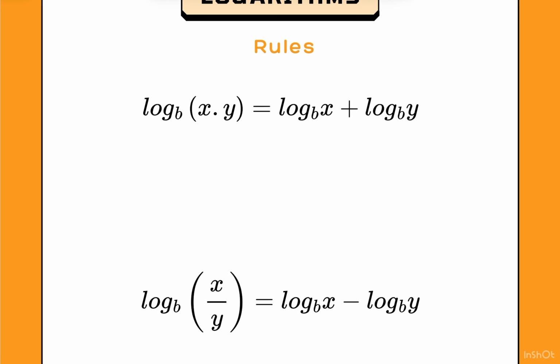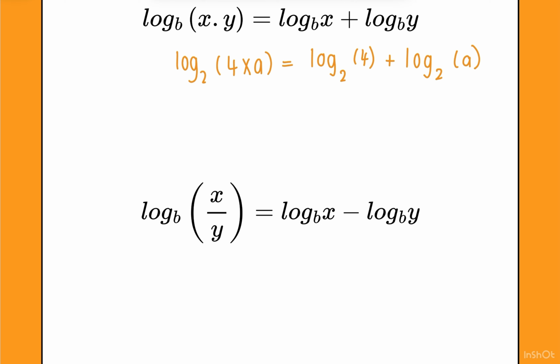For example, if I gave you log base 2 of 4 times a, that would change into log. The base stays the same for both of them, and each individual one will go into their own little bracket. So it'd become log base 2 of 4 plus log base 2 of a. Now if multiplying lands up with me adding, what do you think would happen if we have division and it's the inverse? We are then going to have to subtract.